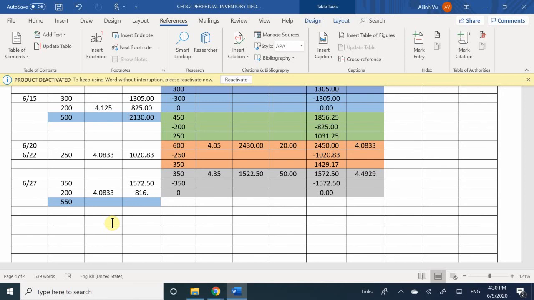May I please ask the person who has the TV on to mute their mics, please? So 816. What else? Yeah, I don't have my TV on. Okay.